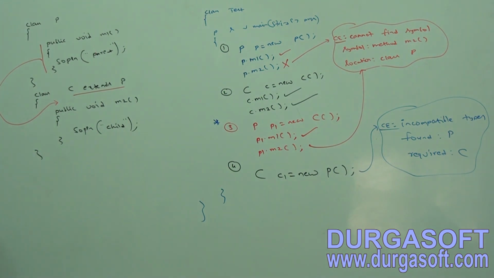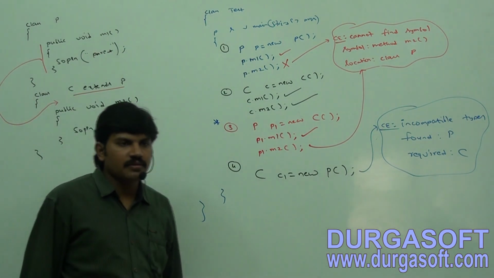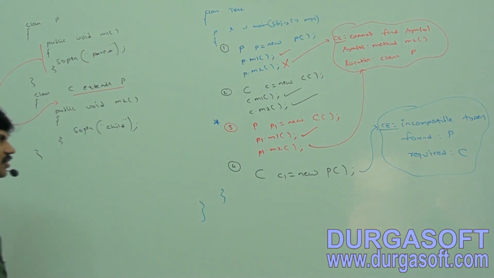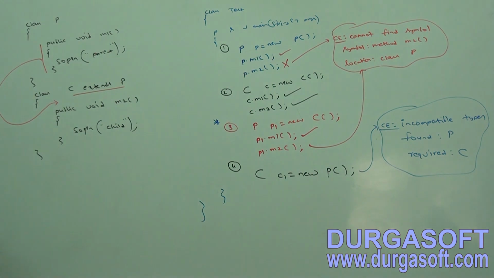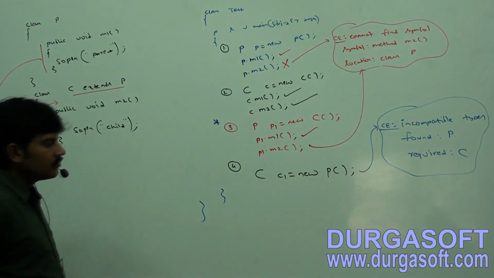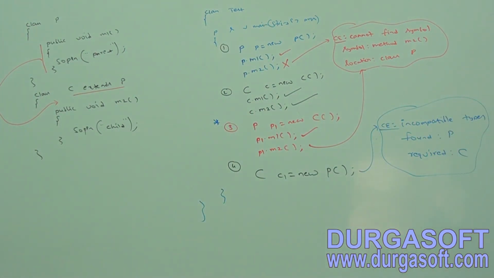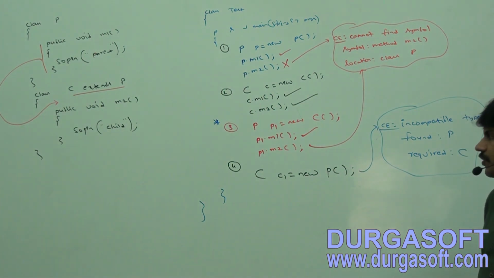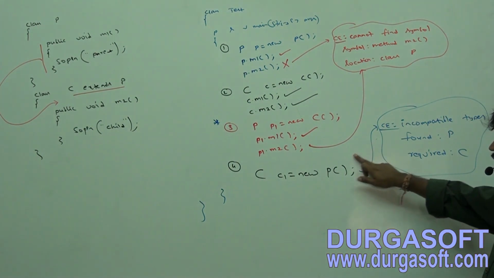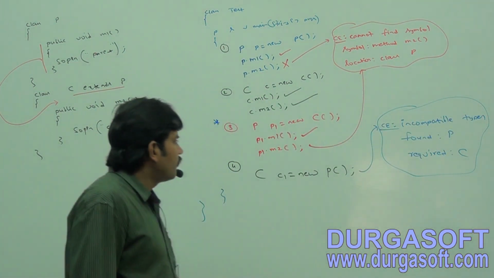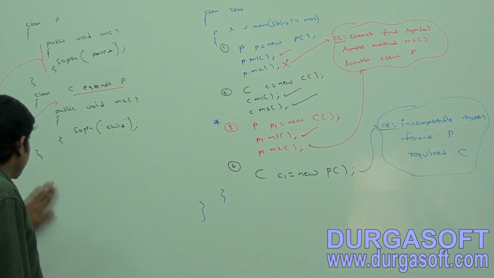Next, Child C is equal to new Child. C.M1, C.M2. Next, Parent P1 is equal to new Child. P1.M1. Next, P1.M2. So P1.M1 and P1.M2.